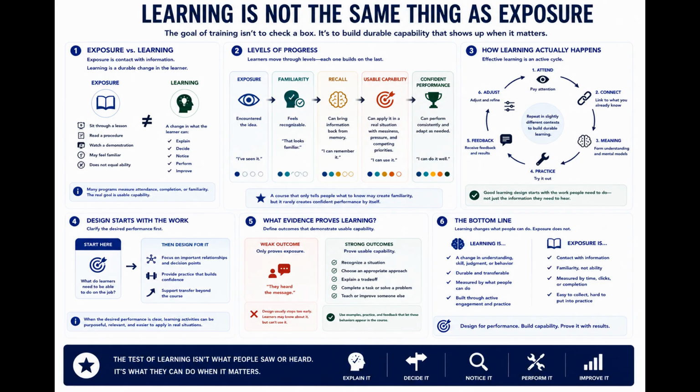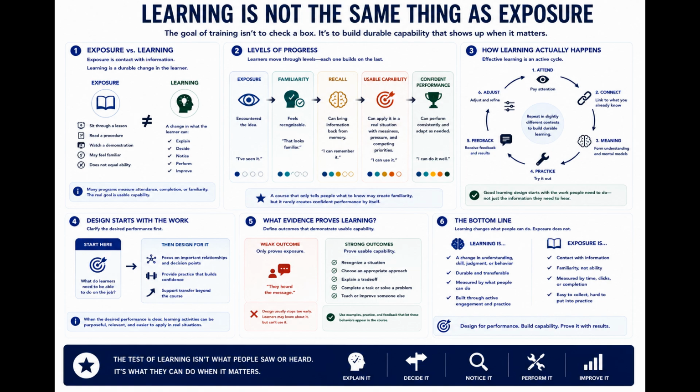Effective learning is active. People pay attention, connect new information to what they already know, form meaning, practice, receive feedback, adjust, and try again in a slightly different context. Good learning design starts with the work people need to do, not just the information they need to hear. When the desired performance is clear, the lesson can focus attention on the important relationships, give learners enough practice to build confidence, and help them transfer the skill beyond the course.